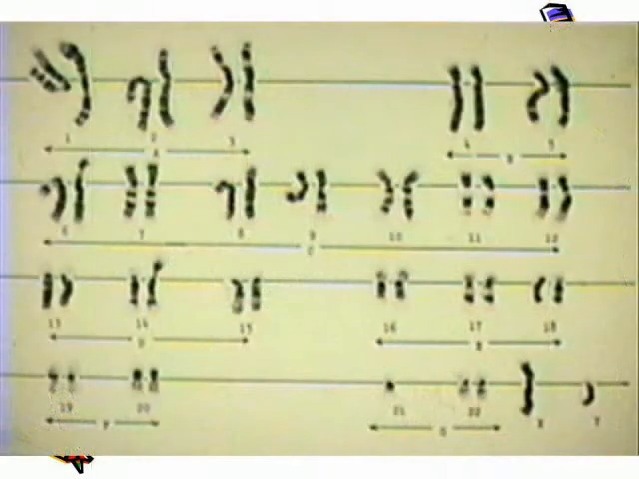Look at this karyotype. Do you see anything wrong? You might have said that there's a missing 21st chromosome. Where did that 21st chromosome go?